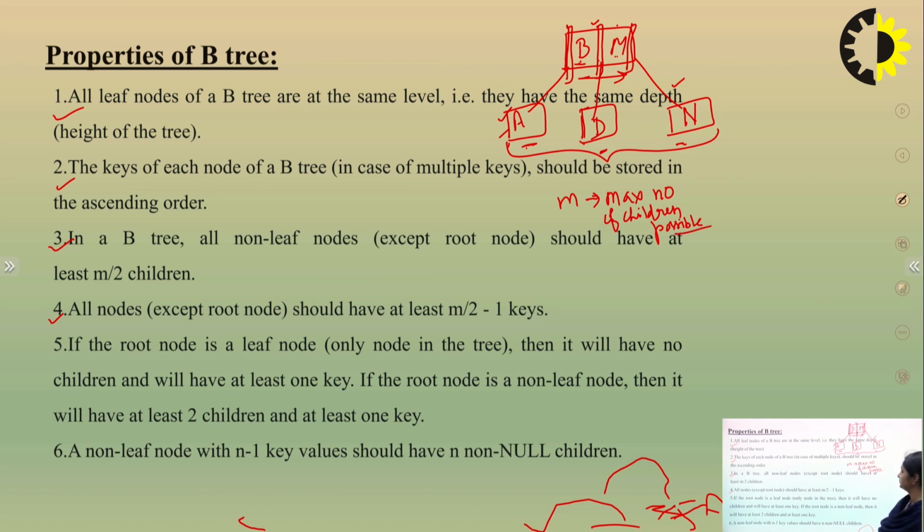In a B tree, what is M? M is the maximum number of children possible. Like these are the maximum number of children, 3. So the key value is M minus 1, which is 3 minus 1, 2. Right?